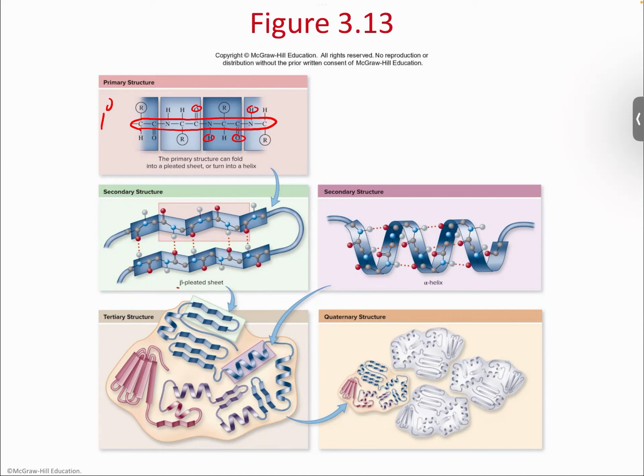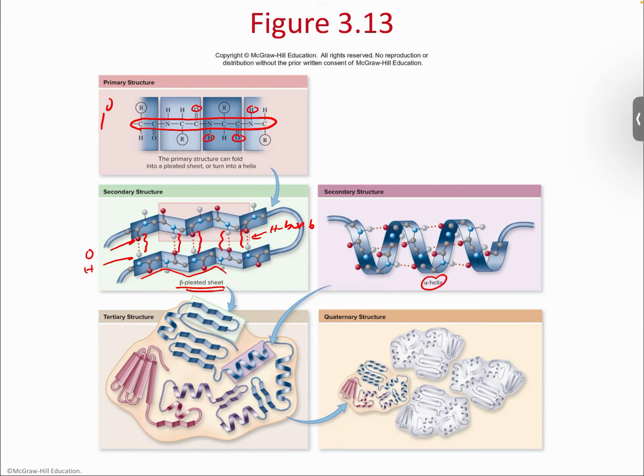I love this image because you've got the beta pleated sheet. Notice how it's kind of folded into these little pleated sheets, but they're held together with the hydrogen bonds. So that's this guy right here. Those are the H bonds. The red is oxygen and the white is hydrogen. So you can see you've got little hydrogen bonds between oxygen, hydrogen, oxygen, hydrogen, and so on. They're basically held together with these electrostatic hydrogen bond attractions.